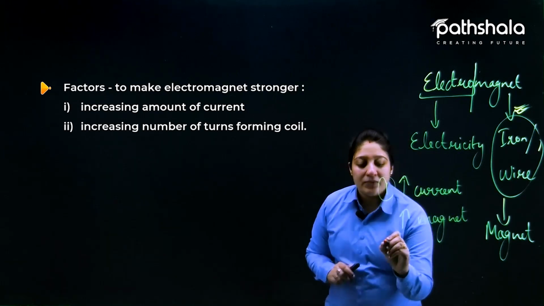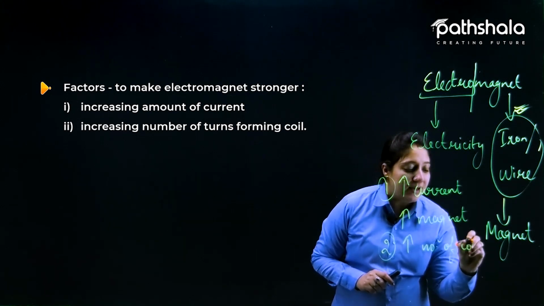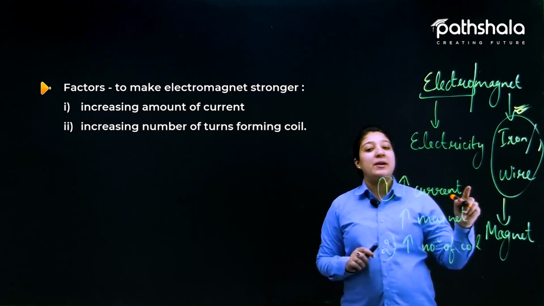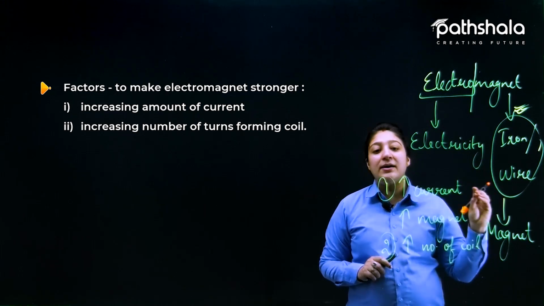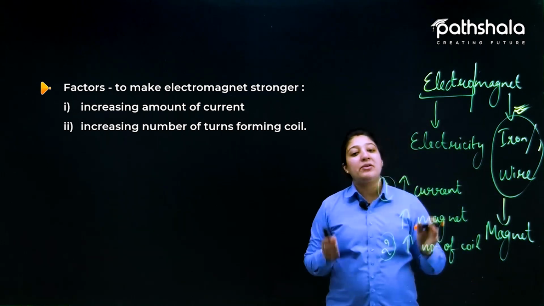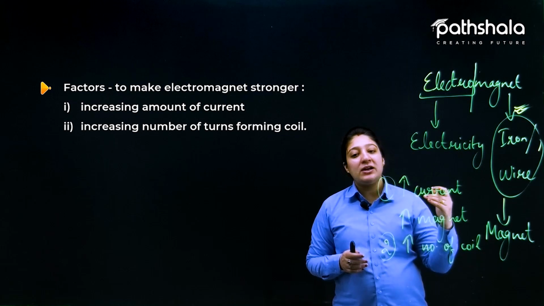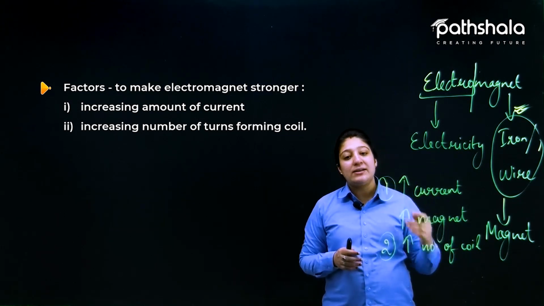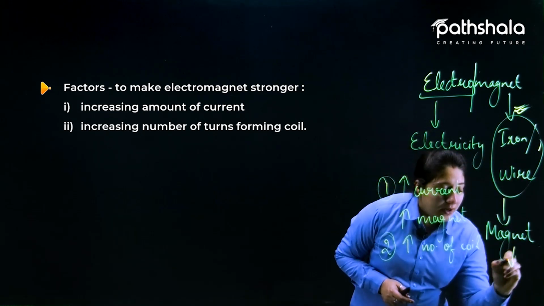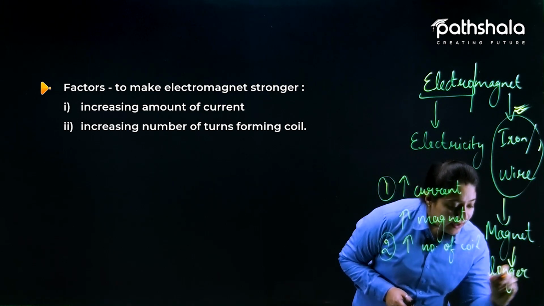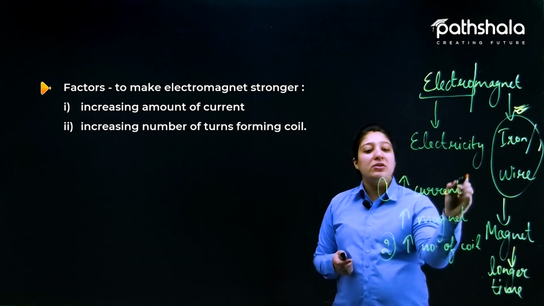The second factor is the number of coils. If there is an increased number of coils in the iron or the material used in the circuit, electricity will pass through that iron piece for a longer time, and as a result the material will behave as a magnet for longer time. So that is how we can make the electromagnet stronger by working on these two factors.